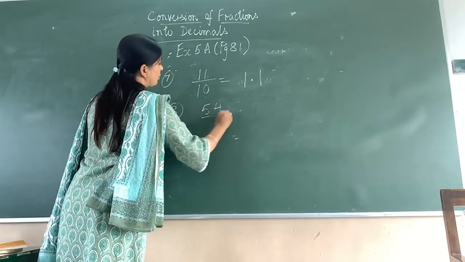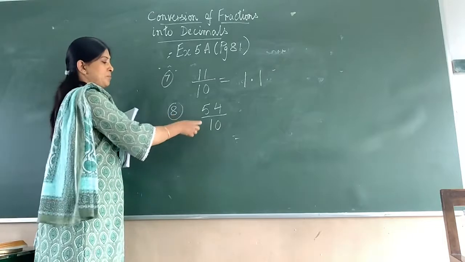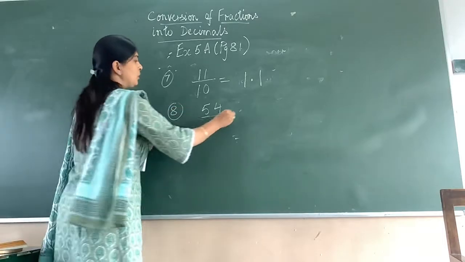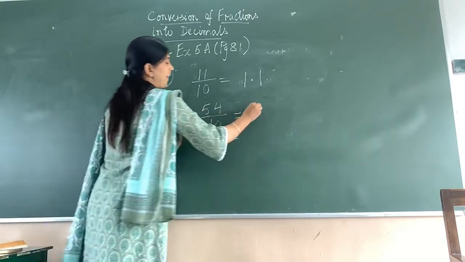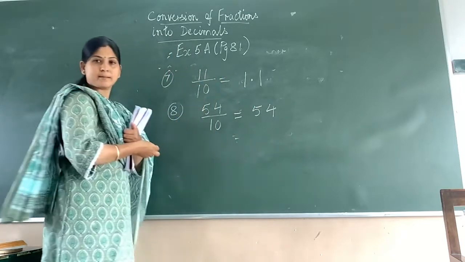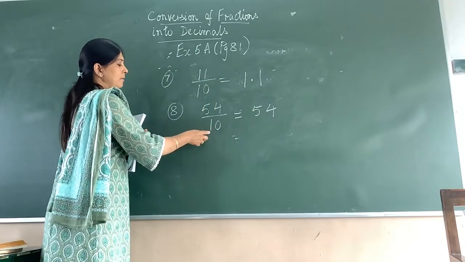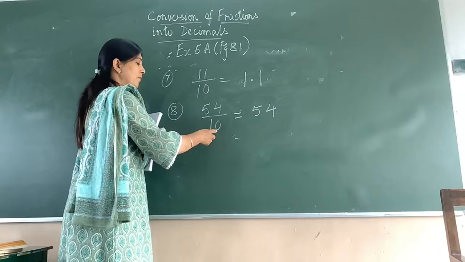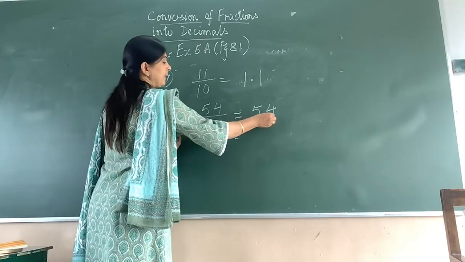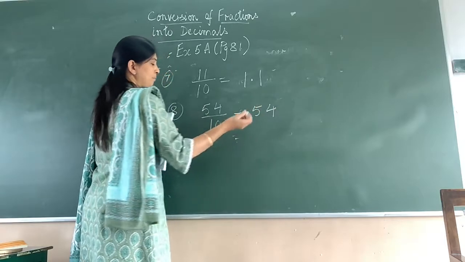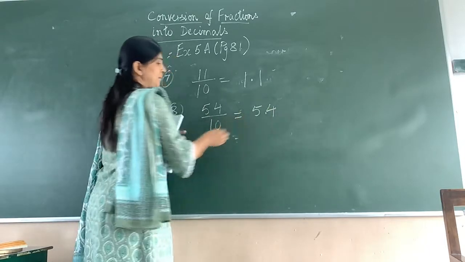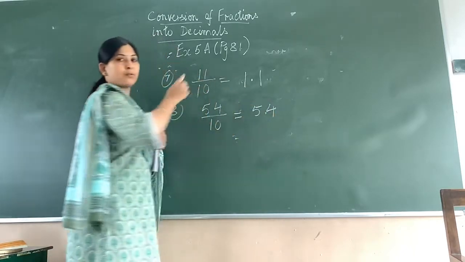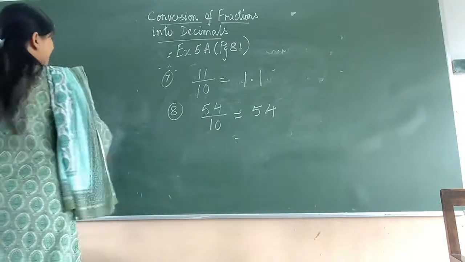Okay, now let us take one more sum like this. 54 over 10. The numerator is more than the denominator. That means we are talking about a number which is more than 1. So now we will write the numerator, 54. The denominator contains 1 followed by one 0. That means how many digits will be after the decimal? Since there is only one 0 in the denominator, there will be 1 digit after the decimal point. So we count 1 digit and put the decimal point. So 54 over 10 means 5.4.